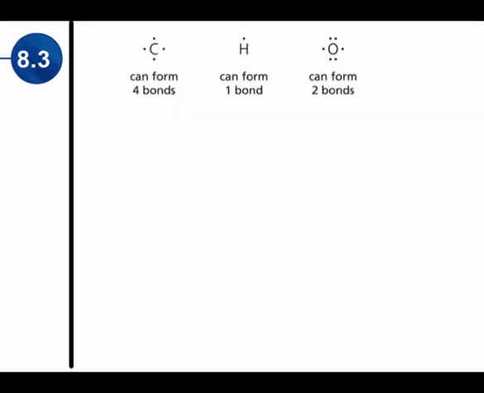Well, let's try another one, and we're going to use carbon, hydrogen, and oxygen this time, and we're going to form methanol, which is CH3OH.